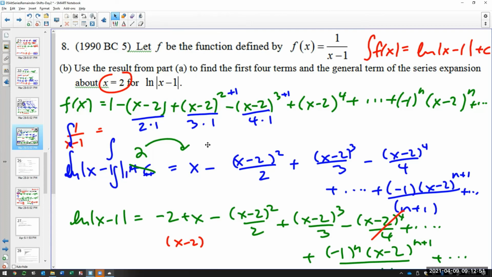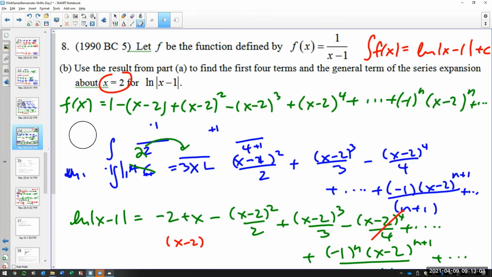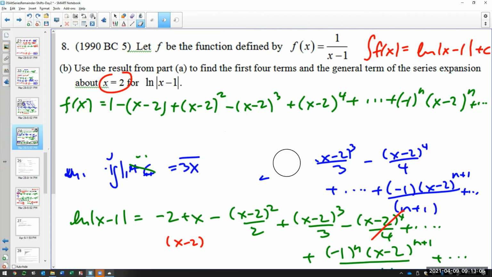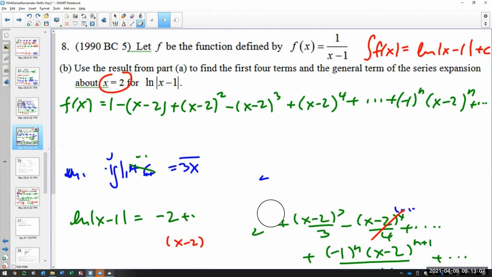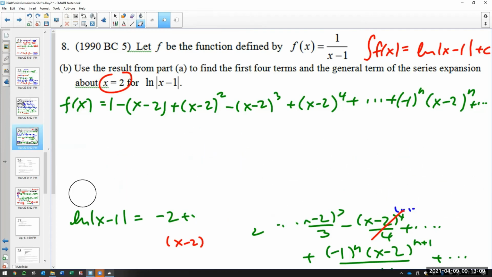Okay, do you guys agree, like the green that I have there is what you guys have on your paper, right? Okay, so what I'm going to do is I'm going to take this, and I know f of x is equal to 1 over (x minus 1). So this is equal to 1 over (x minus 1). How do I get log of (x minus 1)?